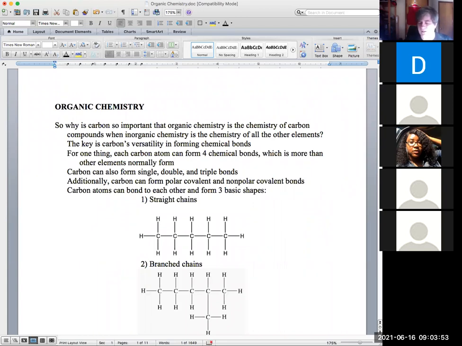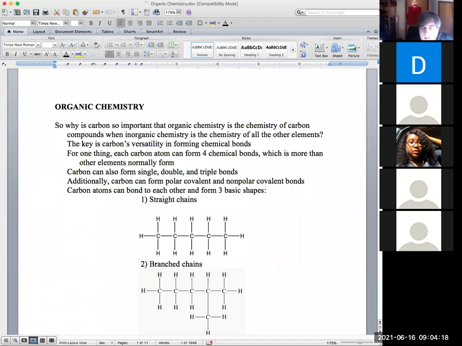Inorganic, "in" at the beginning of a word means not. So what's so special about carbon? Why is it the focus of its own branch of chemistry? We don't really put iron and study iron chemistry all by itself, or zinc chemistry or something like that. So what makes carbon so unique?